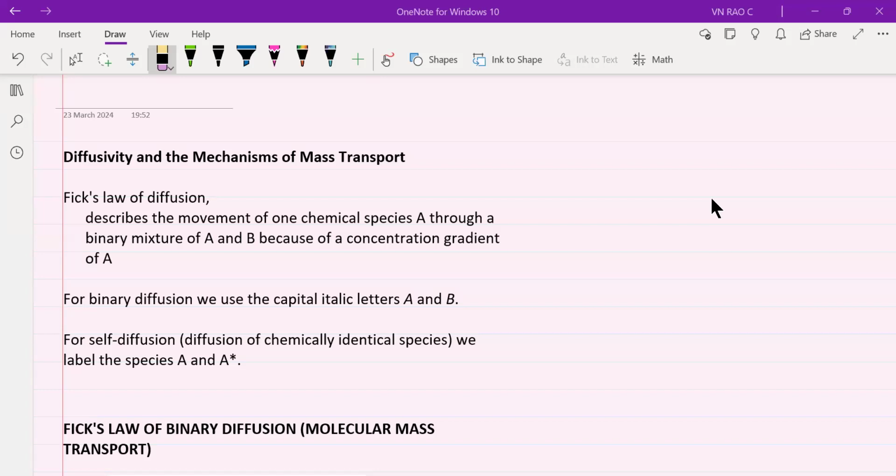Today, in this session, we are going to talk about the mechanisms of mass transfer before we take up shell mass balances. So here we are seeing diffusivity and the mechanisms of transfer. At the first instance, to understand this, we have to go for the notation scheme. Number one is Fick's law of diffusion, which describes the movement of one chemical species A in a binary mixture of A and B because of the concentration gradient.